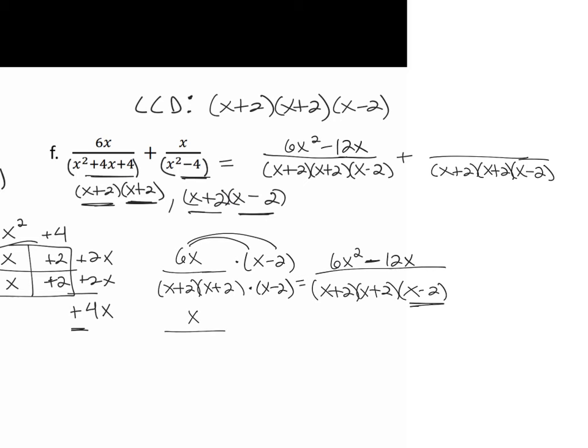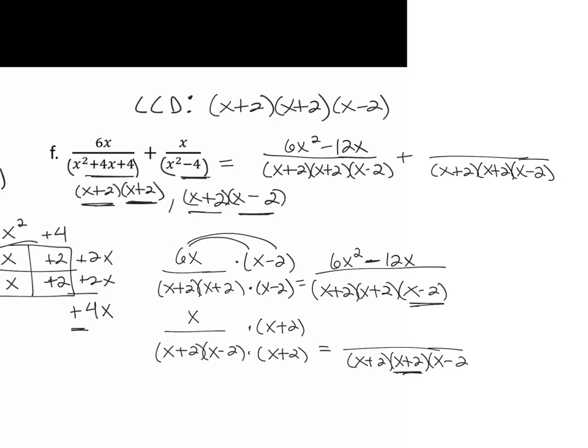Now I need to work on the second expression. We have x over x plus 2, x minus 2. And we need to have 2 x plus 2's and 1 x minus 2. So we already have one of each. We need one more x plus 2 factor for this denominator, which means we've got to multiply the same thing to the numerator. You don't have to distribute on the second term if you don't want to, but this is addition, so it's not going to make any difference. I'm going to go ahead and distribute at this point. So x times x is x squared, and x times 2 is 2x. So that's what we have for the numerator of that second expression.